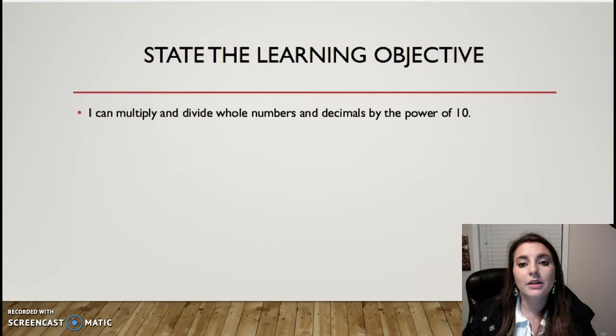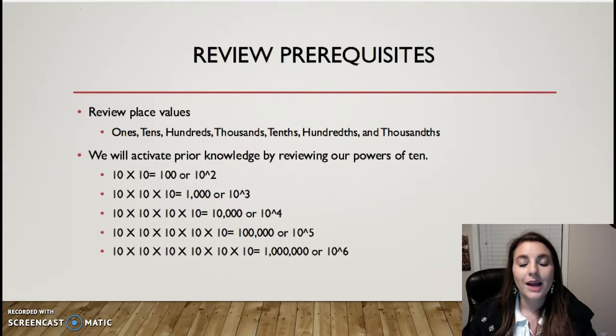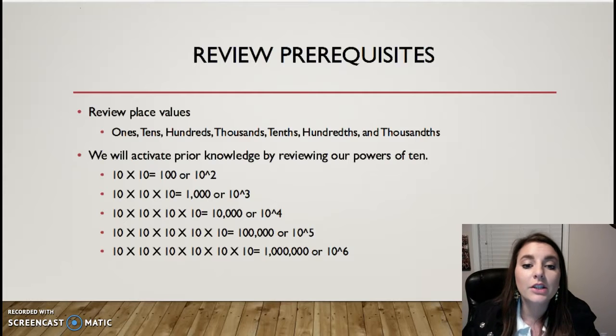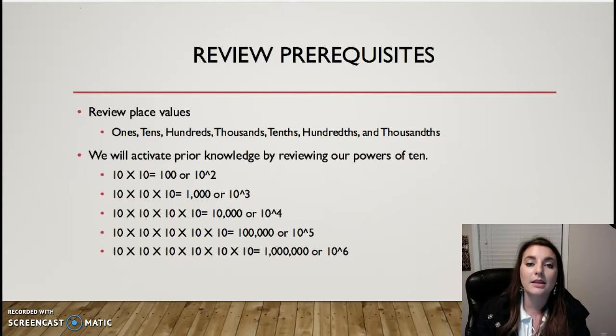First, to state the learning objective. Our objective is I can multiply and divide whole numbers and decimals by the power of 10. Next is to review the prerequisites. First, we're going to review our place value. This will consider our ones, our tens, our hundreds, thousandths, tenths, hundredths, and thousandths.